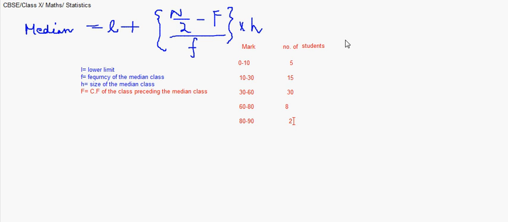Now we find the CF, the cumulative frequency, for this data. So 5 plus 15 gives 20, 20 plus 30 is 50, then 58, plus 2 gives us 60. So n is 60, and n by 2 will be 60 by 2, giving us 30.